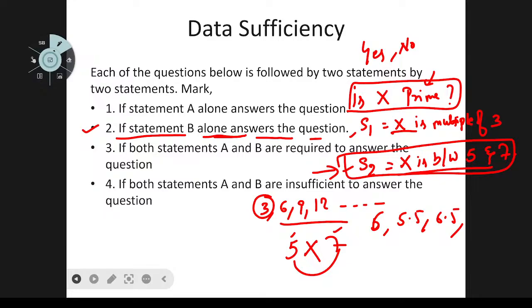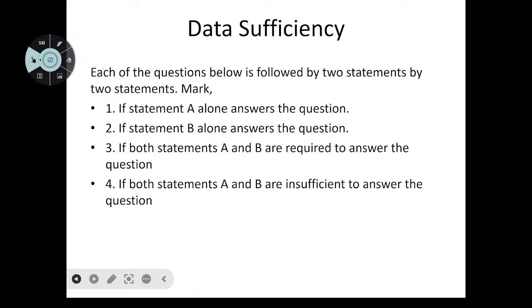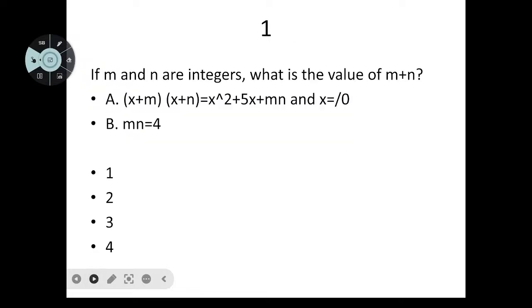I hope every one of you is understanding this. All right, we'll start with the questions. We'll solve the questions one by one. Let's see how it goes for us. You just start solving it, and please let me know in the comment section if you are able to understand the concepts.